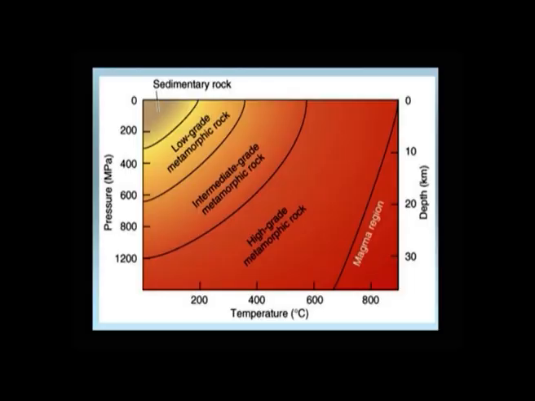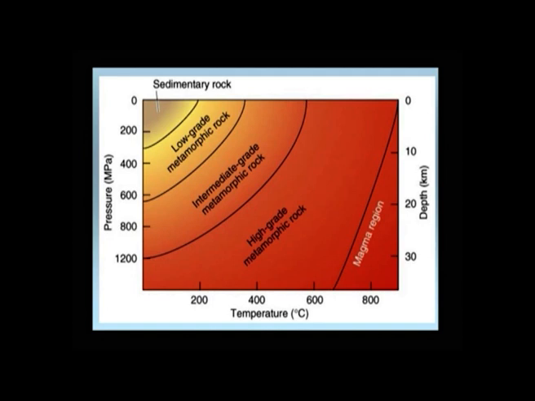The word metamorphism comes from the Greek words meta, equal to change, and morph, equal to form. So metamorphism means to change form. Metamorphic grade refers to the degree or state of metamorphism.